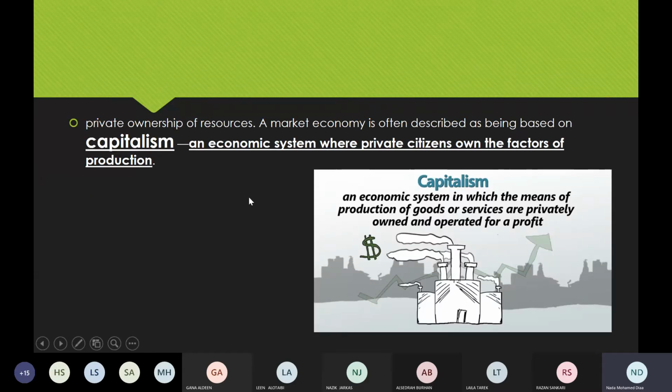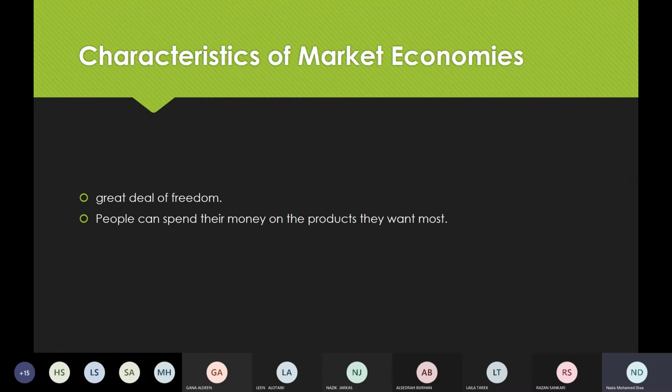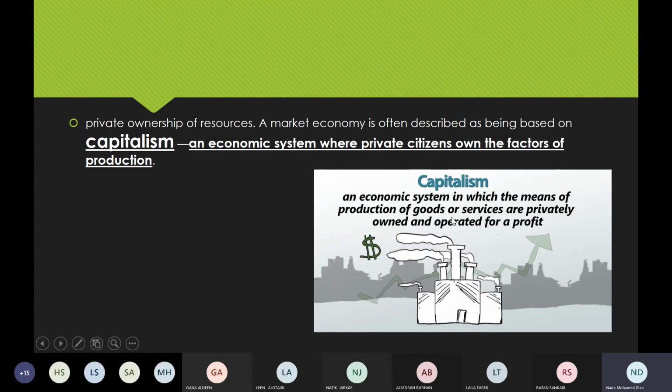Which will take us to 3 major points: capitalism, communism, and socialism. What is capitalism? Capitalism is an economic system where private citizens own the factors of production. Capitalism is what happens in market economy. Capitalism is where the means of production of goods or services are privately owned and operated for a private profit. So it is owned by people. Companies are owned by people. Production of goods or services is privately owned and operated for a profit.